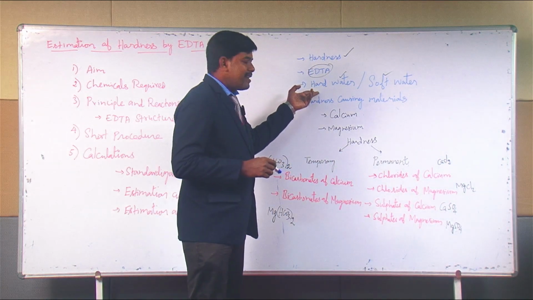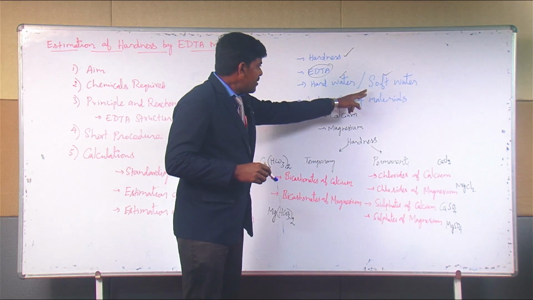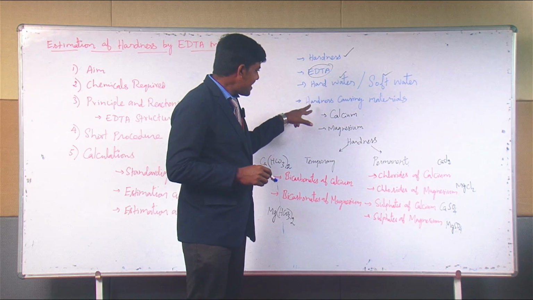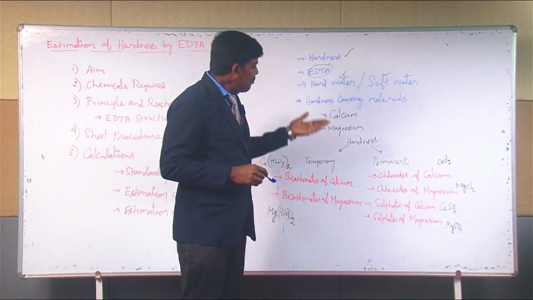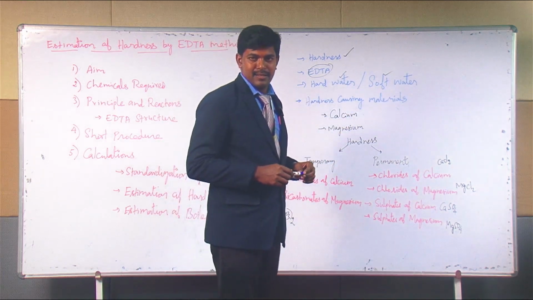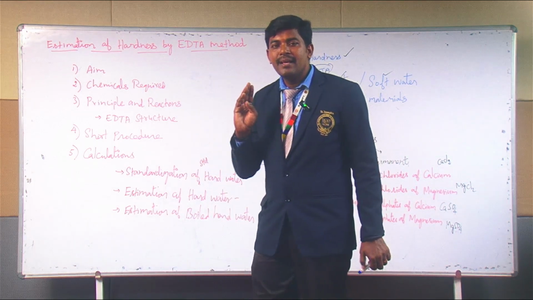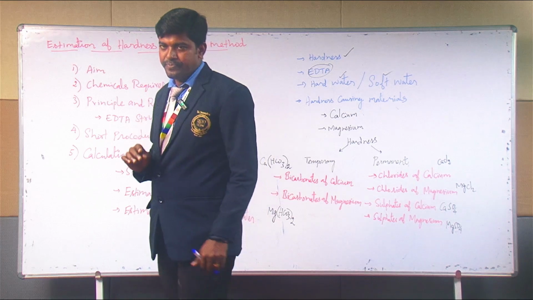And if the soft water is converted into hard water, it means it contains hardness causing materials. What are the hardness causing materials? Majorly two cations, calcium and magnesium.